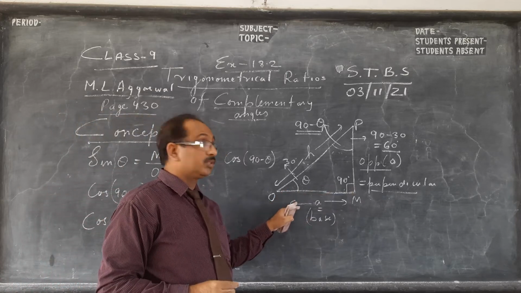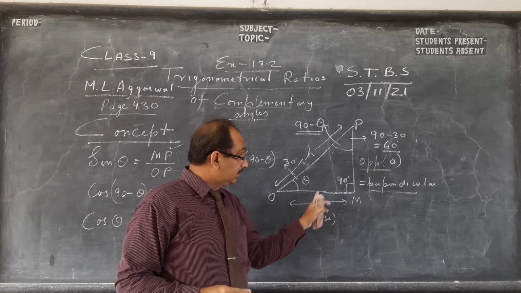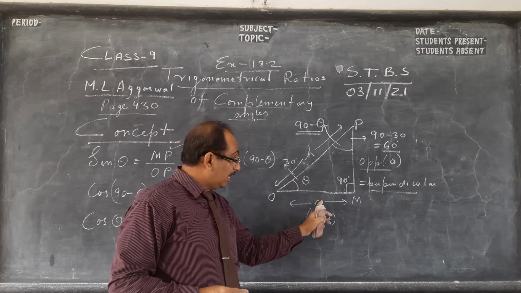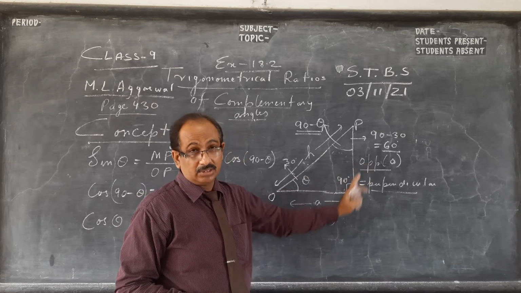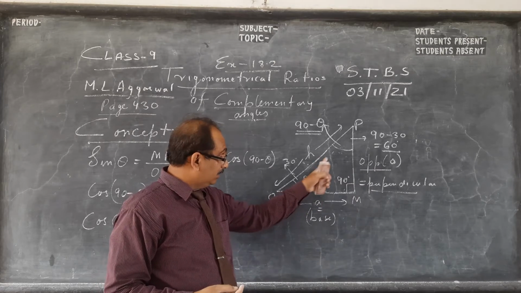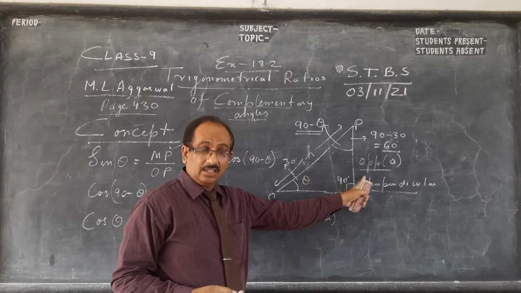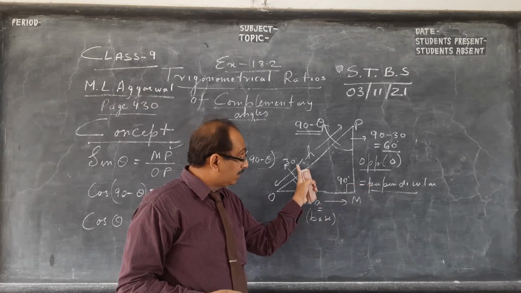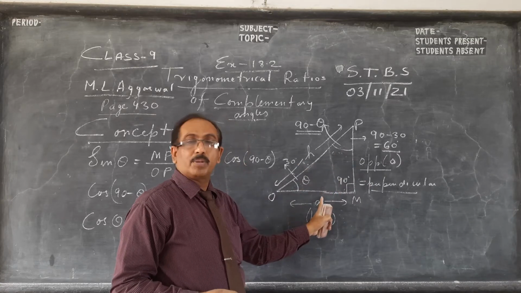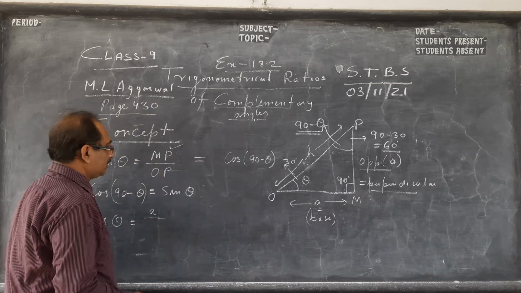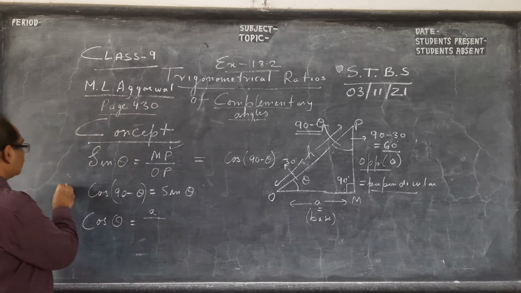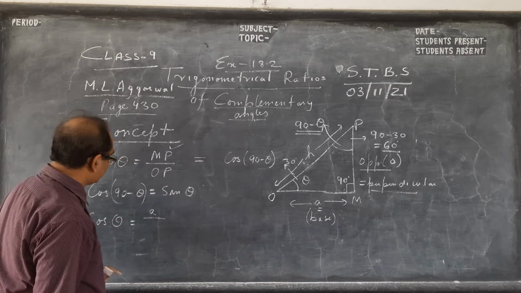Adjacent means in between these two. For this angle, this is adjacent, this is opposite. For this angle, this is adjacent or base and this is opposite. In another way of telling, this is the perpendicular for this angle and the hypotenuse remains the same. But for this angle, this is the perpendicular. So let us use this. Okay, so one relationship we get: cos 90 minus theta is sine theta.